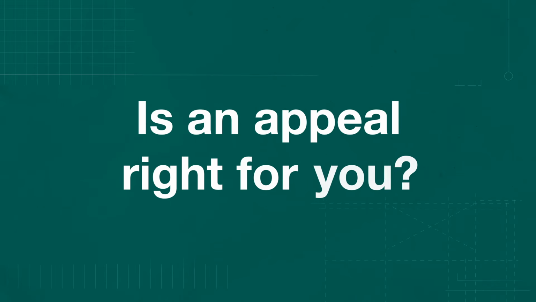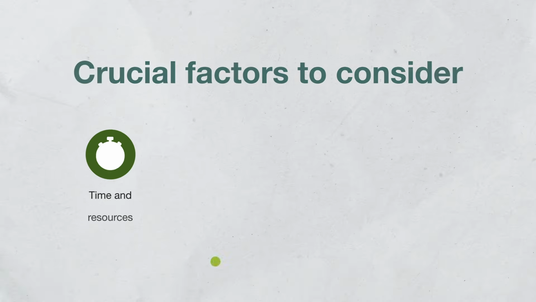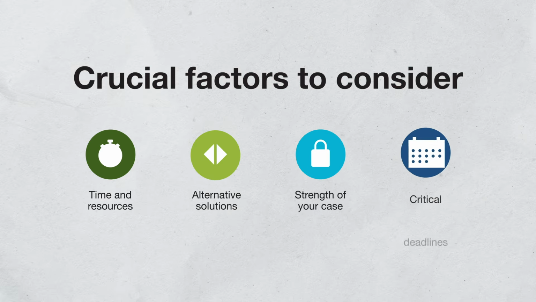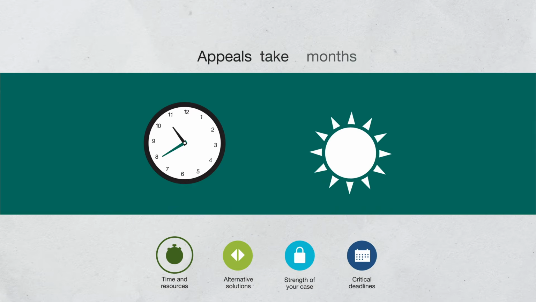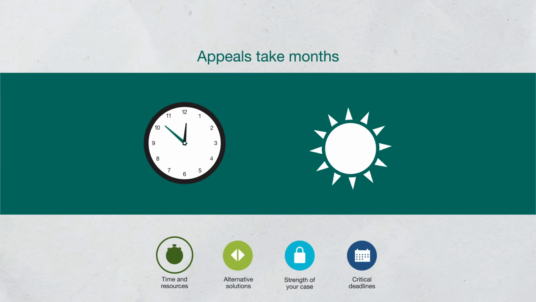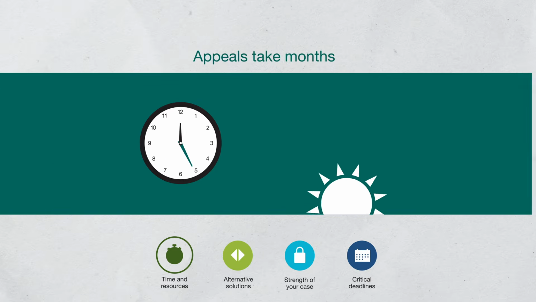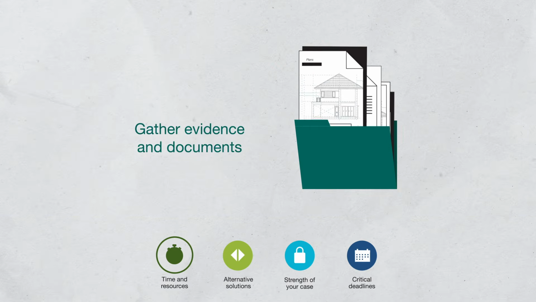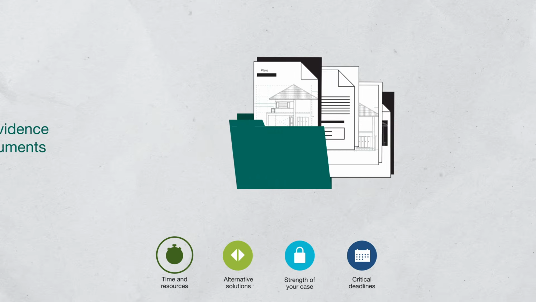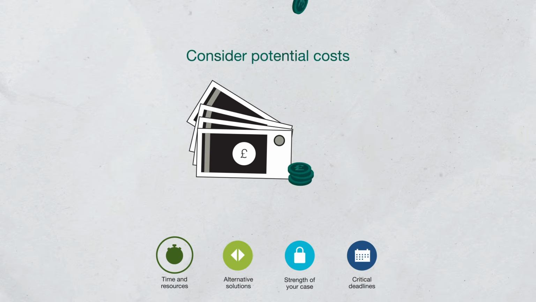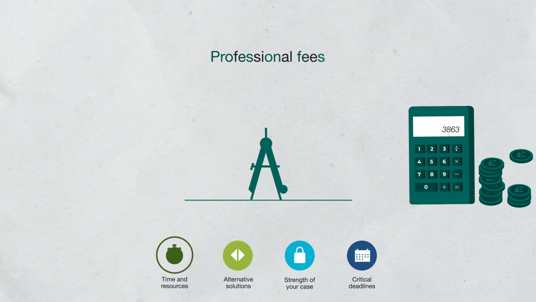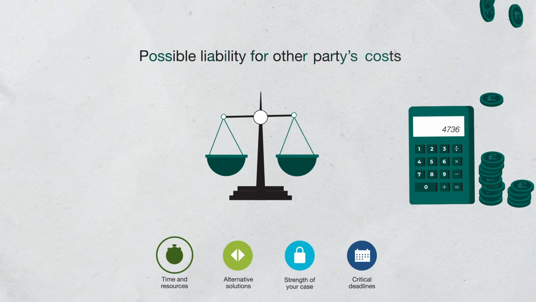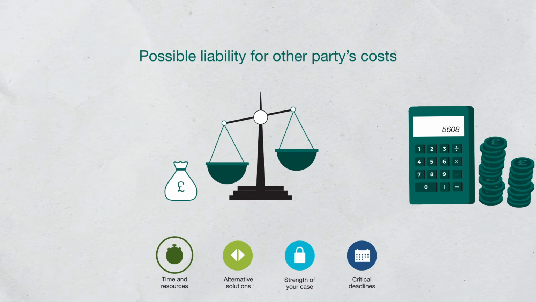Is an appeal right for you? Before starting an appeal, there are crucial factors to consider. Time and resources. Appeals typically take several months, and complex cases can take longer. You'll need time to gather evidence and prepare documents. While there's no fee to appeal, consider potential costs such as your own expenses, professional fees if needed, possible liability for other parties' costs if you act unreasonably.